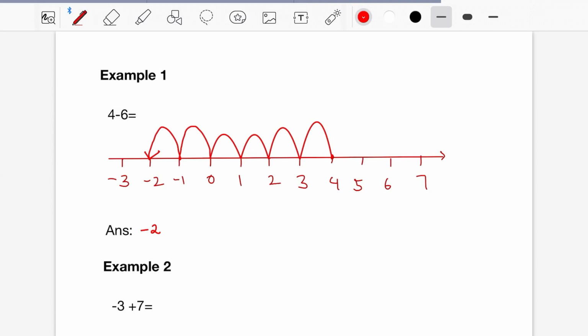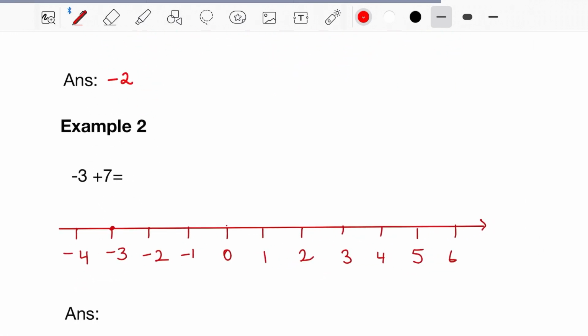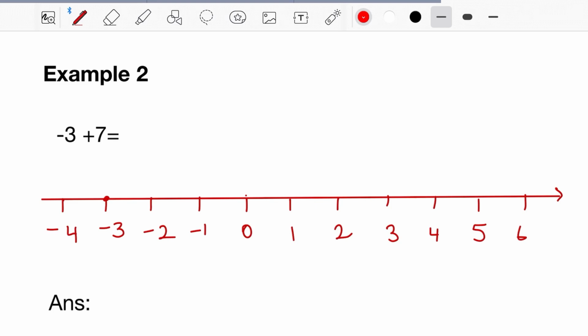Let's move on to example 2. So example 2 is -3 plus 7. So again, we need to start at the number on the left, -3. The sign in the middle tells us the direction we need to move in. So this sign does not dictate the direction that we move in. This sign does. So this plus sign tells us that we need to move to the right. And the 7 tells us that we're moving 7 spaces to the right.